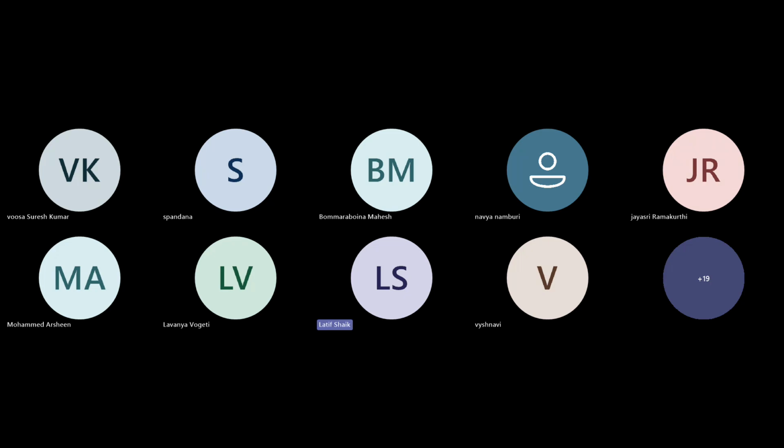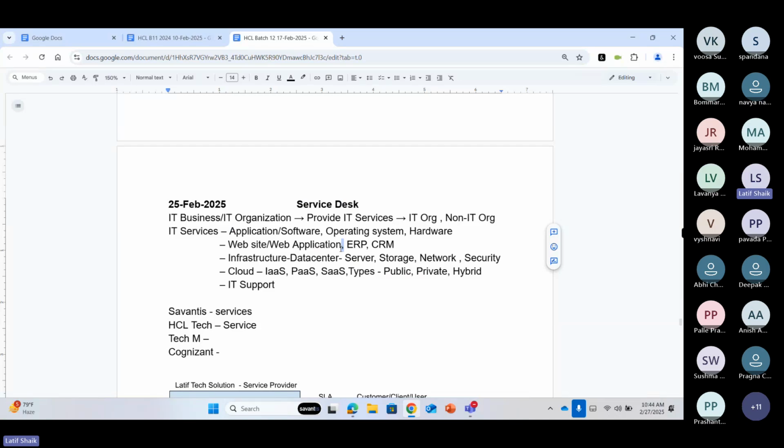So we discussed the service desk. Before we started the service desk, we discussed what an IT organization is. What are the different IT services, like infrastructure related services such as servers, operating systems, applications, storage, network, security, and cloud related services: infrastructure as a service, platform as a service, software as a service, private, public, and hybrid cloud types of services we are providing.